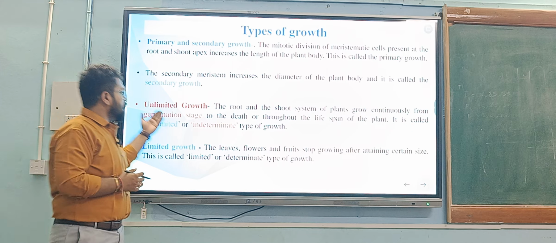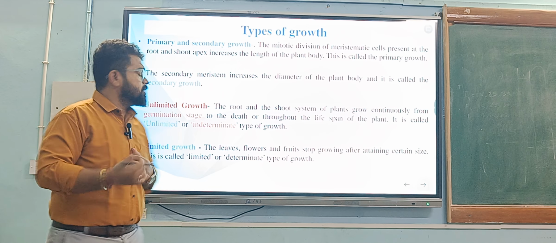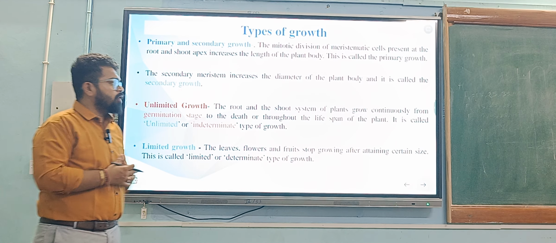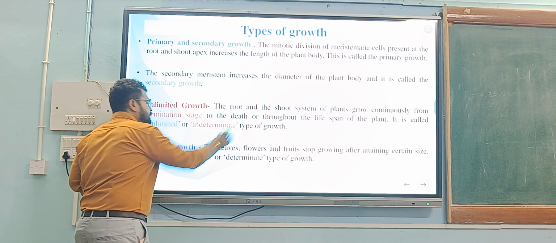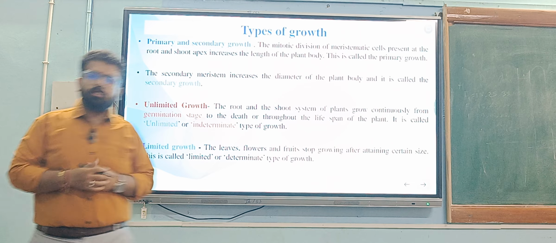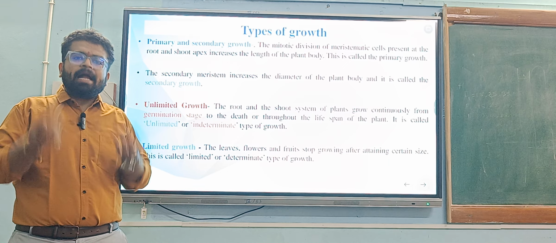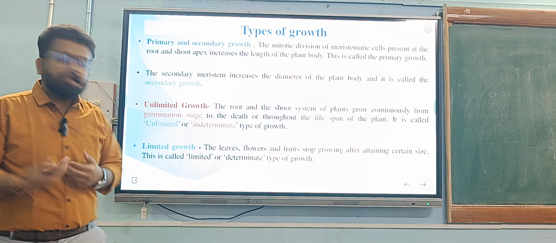The next is unlimited growth. The root and shoot system of the plant grows continuously from the germination stage to death, throughout the lifespan of the plant. We call it unlimited or indeterminate type of growth. Indeterminate growth means there is continuous growth. The plant branches break down and again it regrows. So that pattern we see in plants.